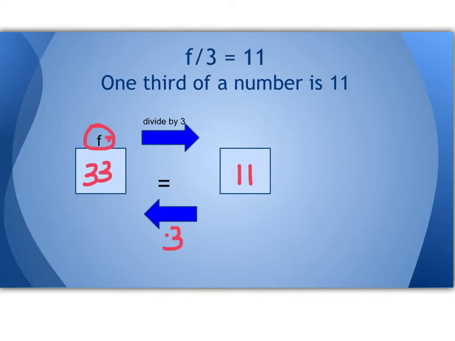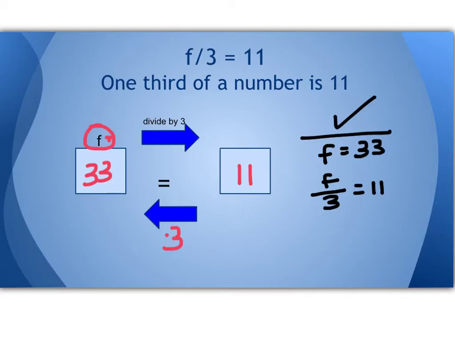Now that I know that, I can check my answer. If I know that f equals 33, I can plug it into the f divided by 3 equals 11 and see if I'm right. So instead of f, I'm going to write 33 divided by 3. That gives me 11. Does that equal the 11 I was supposed to get? And it does. Again, I am happy.